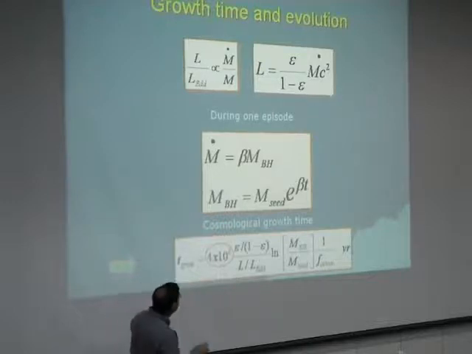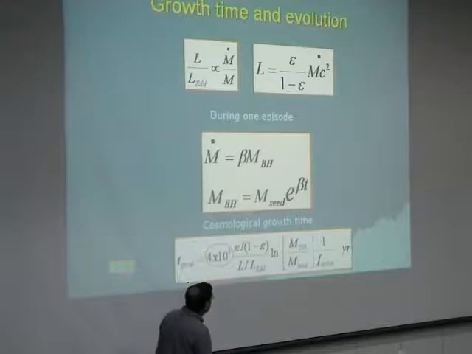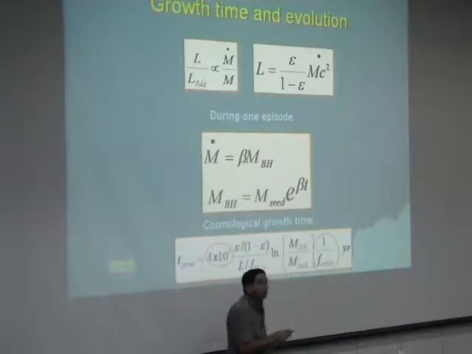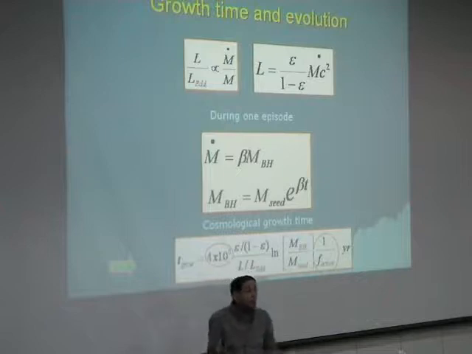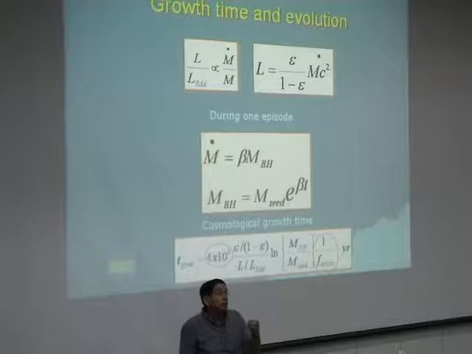And these are the black hole mass and the seed black hole. This is the early black hole, what started the process. This is the end result. And there is another factor here that tells you 1 over f active, meaning that some of the time the black hole is dormant. Some of the times they don't do anything. And I only have to account the time when they gobble material, okay?